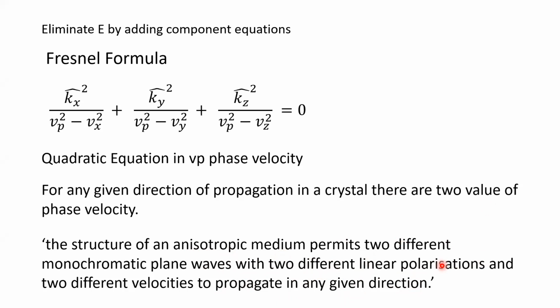Why are you saying that? Because linear polarization will be given by the ratios of Ex, Ey, Ez, etc. And those ratios depend on Vp. Vp itself can take two values, so you can have two different values for those ratios. That's why there are two different polarizations. And these are linear polarizations, and there will be two different velocities of wave propagation.